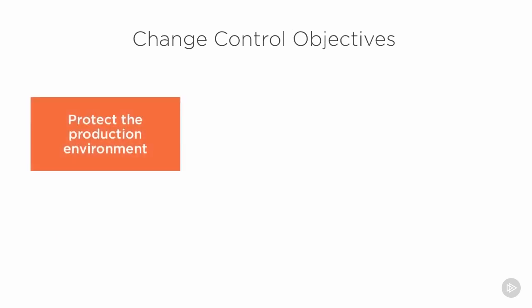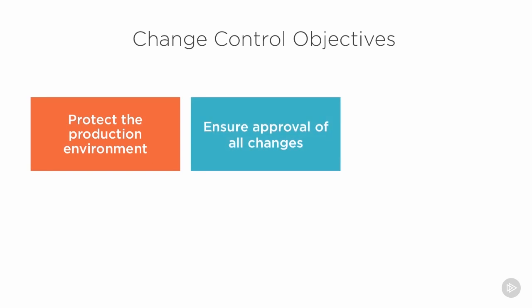The objectives of change control are to protect our production environment. We don't want a change being made that disables systems or has an unintended effect on other parts of the system. To ensure that all changes made, whether it's a change to a user access level, a change to a system or a network or an application, has been approved.